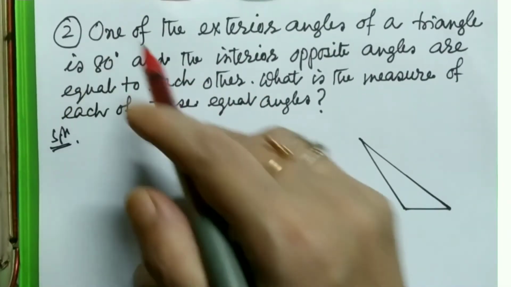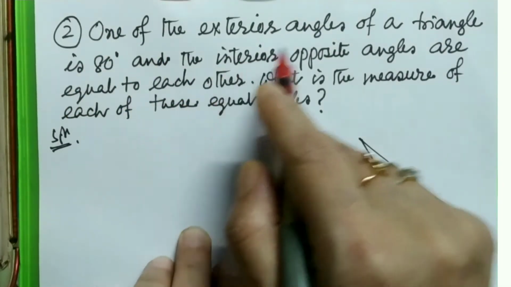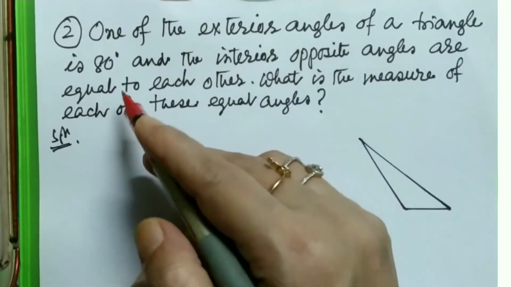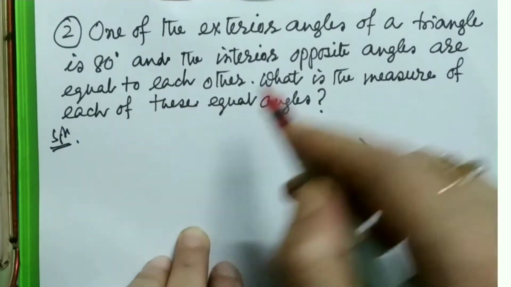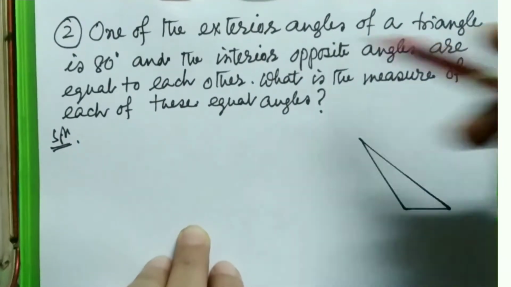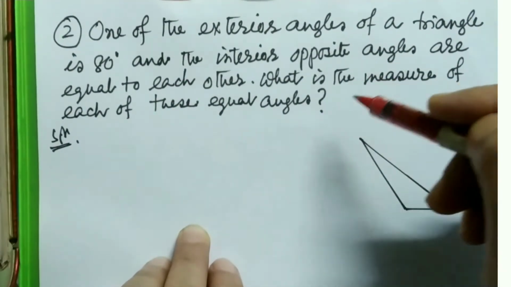Let's do some sums on triangles and its properties. Question number 2. One of the exterior angles of a triangle is 80 degrees and the interior opposite angles are equal to each other. What is the measure of each of these equal angles?